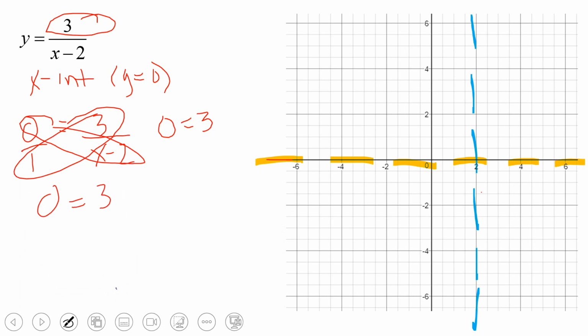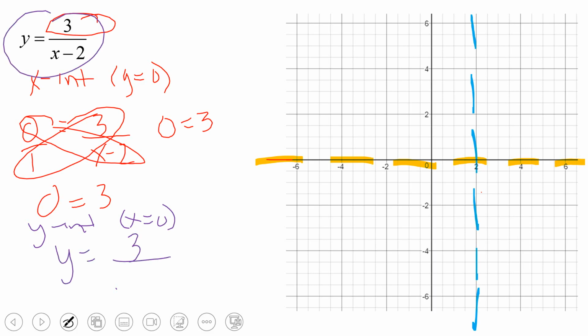Let's now determine the y-intercept. To determine the y-intercept, we're going to take x and set it equal to 0. So I'm going to come up here and write y equals 3 over 0 minus 2. That means y equals 3 over negative 2. So y is equivalent to negative 1.5 or negative 3 halves. So negative 1.5 would be right here.